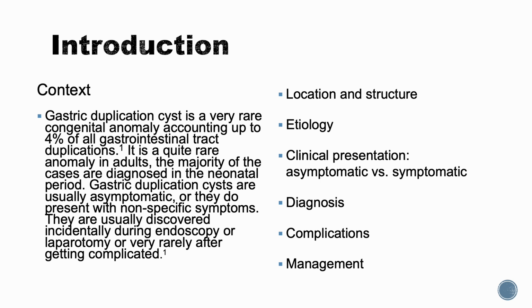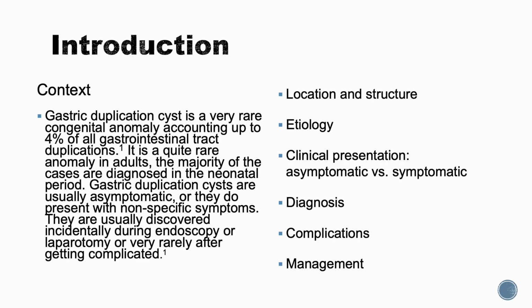Location and structure. GDCs are typically located along the greater or lesser curvature of the stomach, but they can occur anywhere within the stomach wall. They are often single, cystic, and lined by mucosa similar to the stomach, although the cyst lining may vary, such as glandular, gastric, or intestinal mucosa.